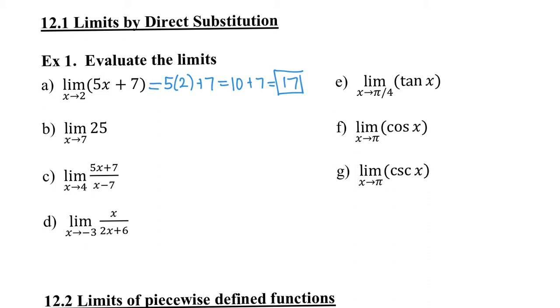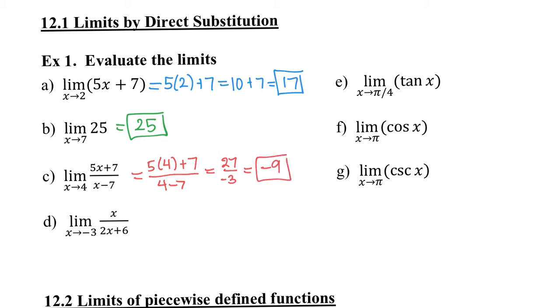Okay, so for this next one, it says the limit as x approaches 7 of 25. Well, the y value is going to be 25 because I'm thinking this is the graph y equals 25. So as x approaches 7, the y always stays 25. Okay, let me look at C. Limit is 5x plus 7 over x minus 7. I'm going to go ahead and plug 4 in because direct substitution is always what I start with. That's 27 over negative 3, which would be negative 9.